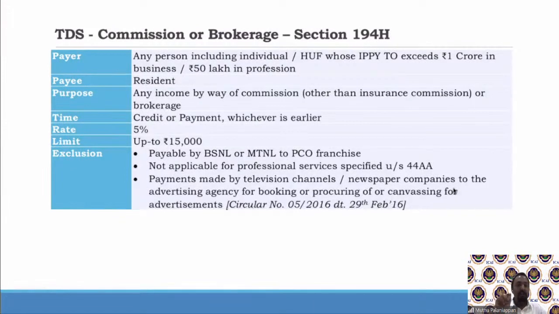It does not include individual HUF, but there are specific individuals and HUFs which are included. Who are they? Whose EP? We saw this term last session, right? So it is immediately preceding previous year. The turnover exceeds 1 crore in business or 50 lakhs in profession. So what is this 1 crore? Probably I could have told you yesterday itself. The limit that you're talking of, 1 crore and 50 lakhs, is typically the limit for tax audit.